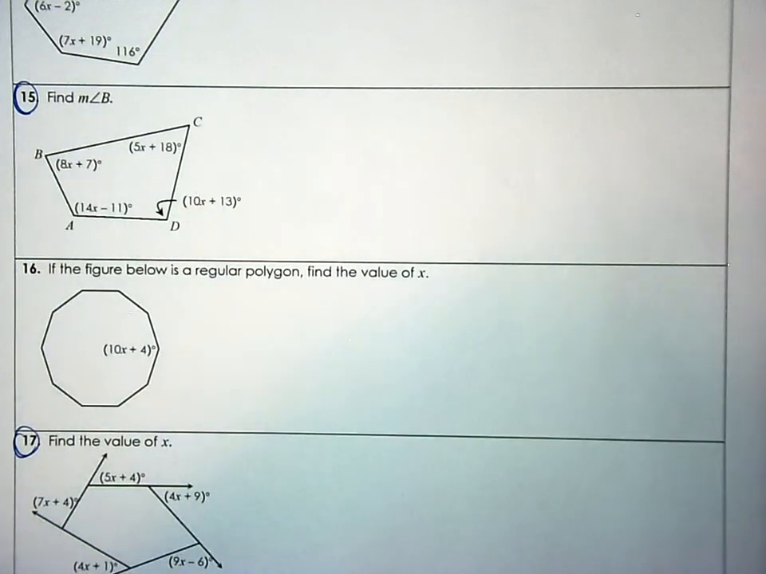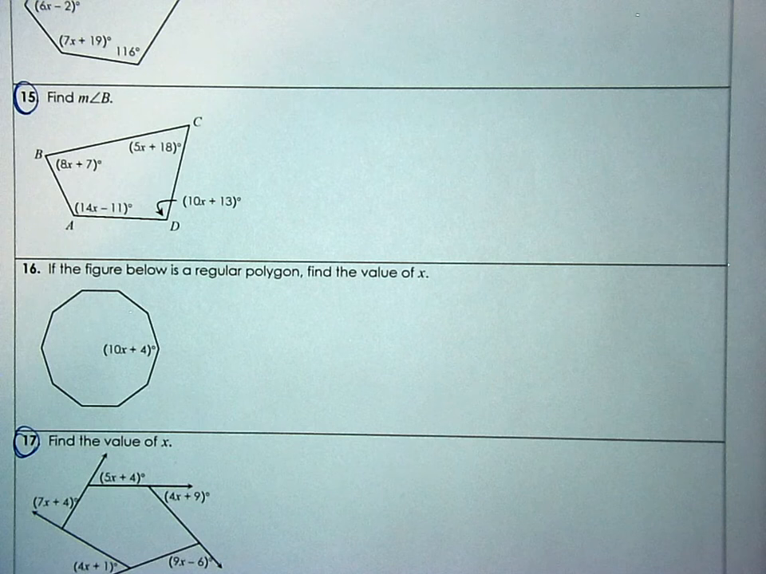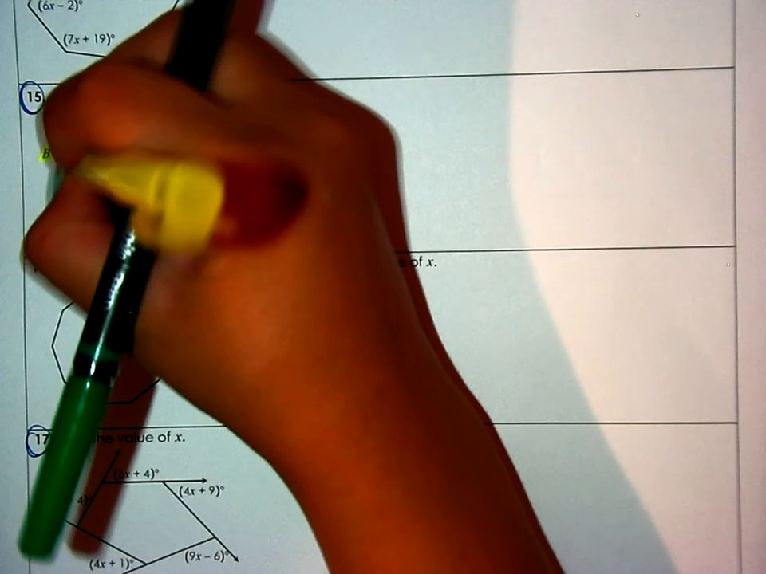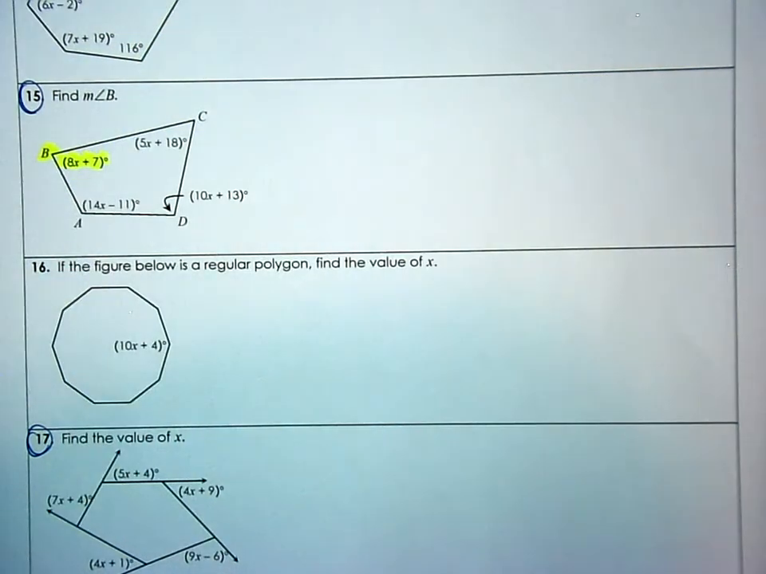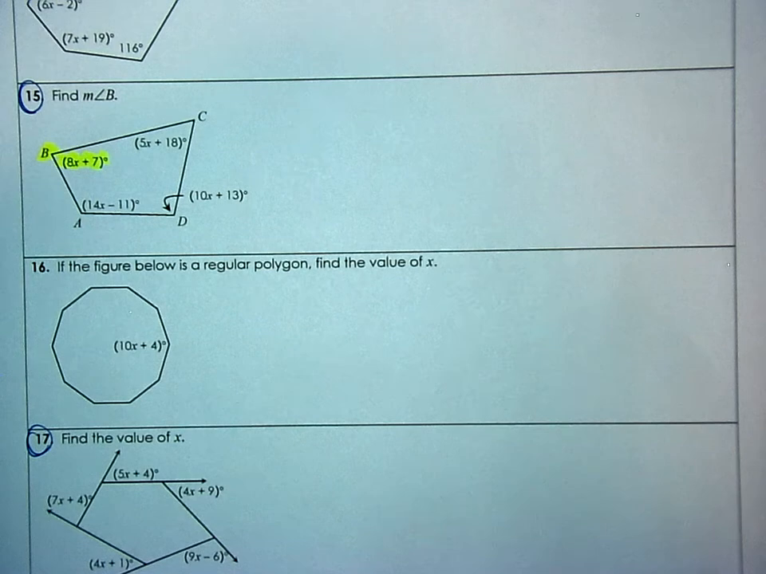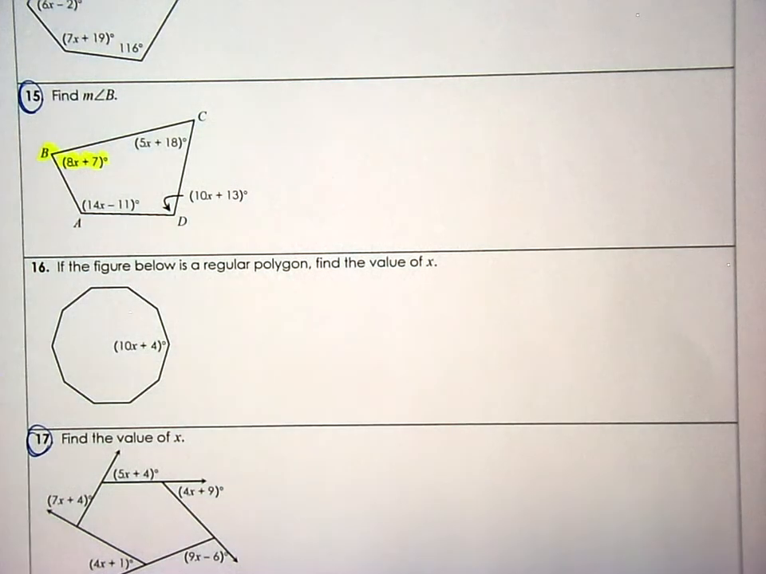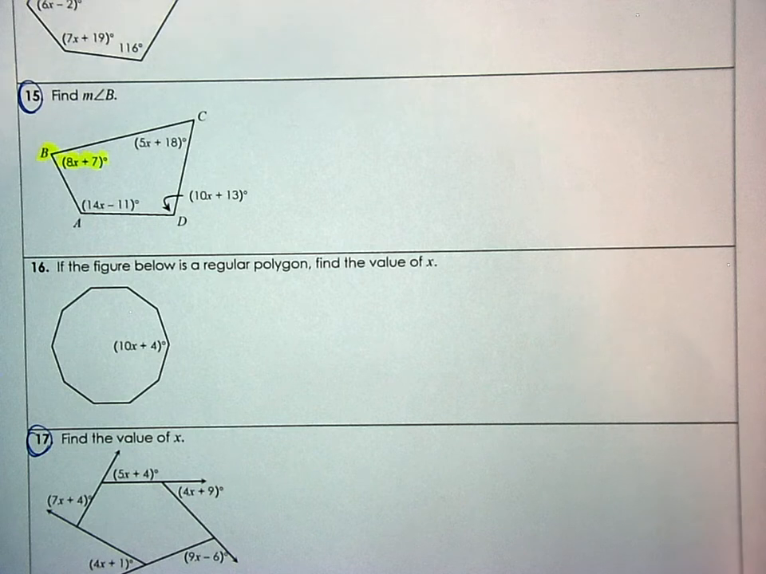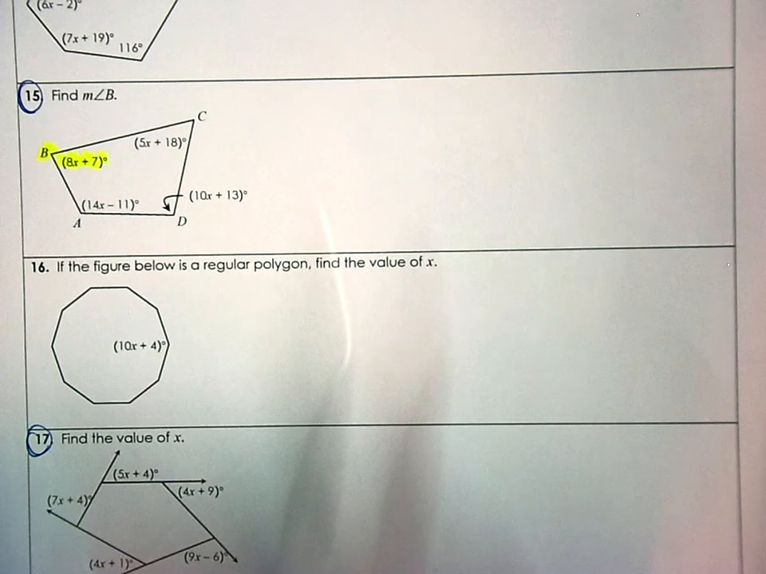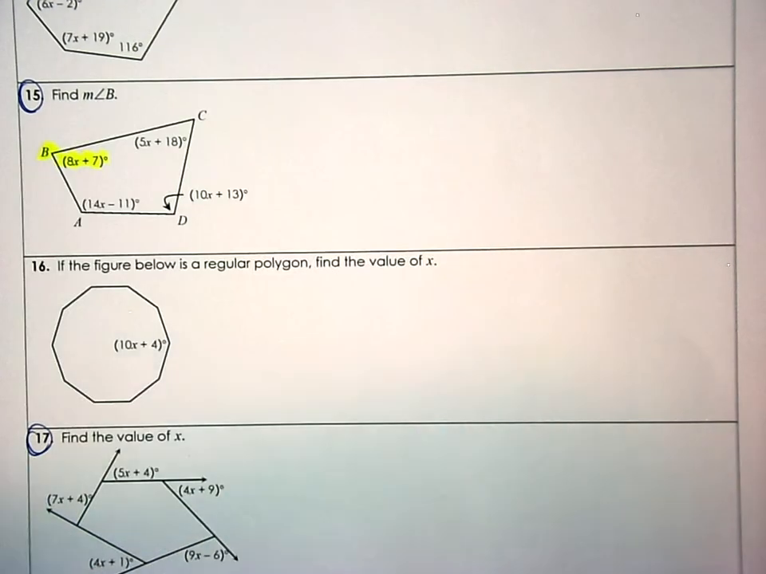Okay, so now we're going to move on to 15. We have to find the measure of angle B. So after we get X, we're going to plug it back into this one here. So don't forget that. Okay. So now, if I have to find the measure of angle B, I'm basically doing what I just did at the top. I'm going to find all of them and set them equal to the sum. So if you already know the sum, you can kind of cheat and look at the chart. This has 4 sides, so we should know that the sum is 360.